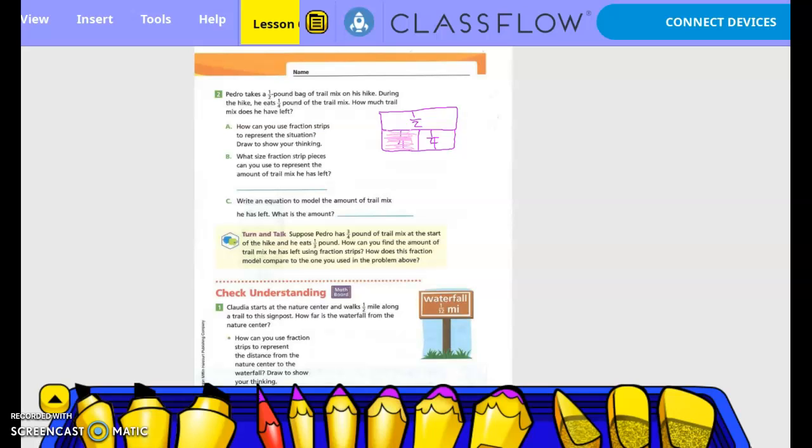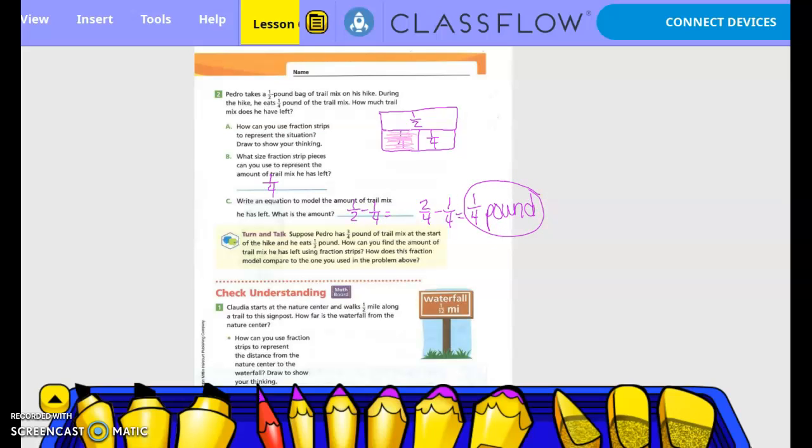1/4, right? So what size fraction strip pieces can you use to represent the amount of trail mix he has left? So we said 1/4, right? Okay, and then write an equation to model the amount of trail mix he has left. So we said that we would do 1/2 minus the 1/4, which 1/2 also equals what? So this also equals 2/4 minus 1/4, which equals 1/4. What's our label? Pound, right? Our answer is 1/4 pound.